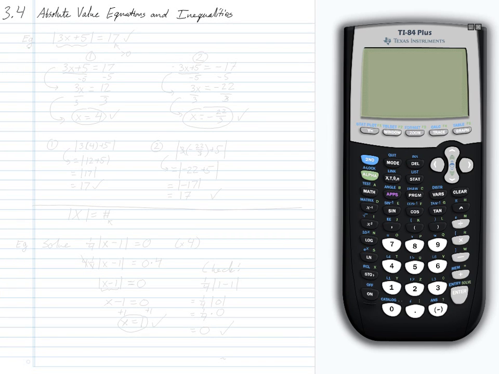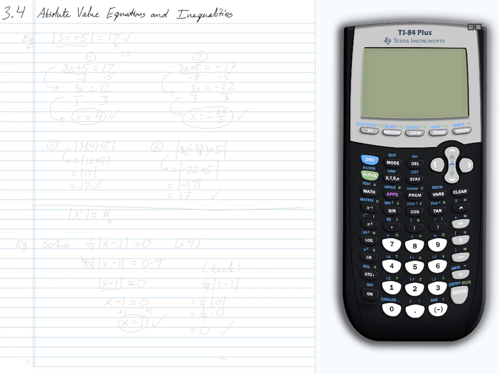Welcome to section 3.4, absolute value equations and inequalities. So if you consult the notes on page 44 and 45, you'll see a couple of examples illustrating the types of problems that we're going to be solving in these sections. They rely on the sort of geometrical interpretation of the absolute value in terms of what it means for the numbers that we're looking at.